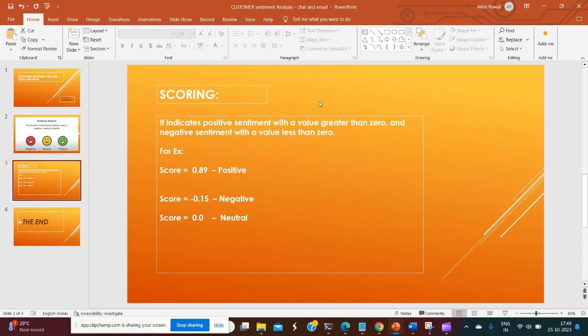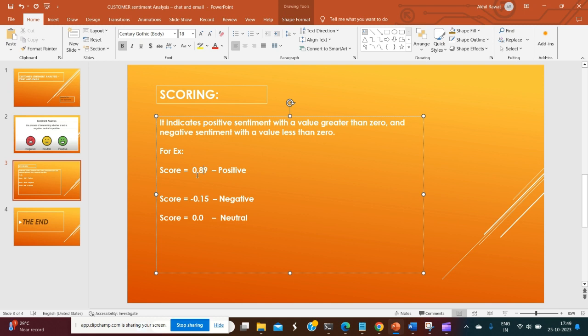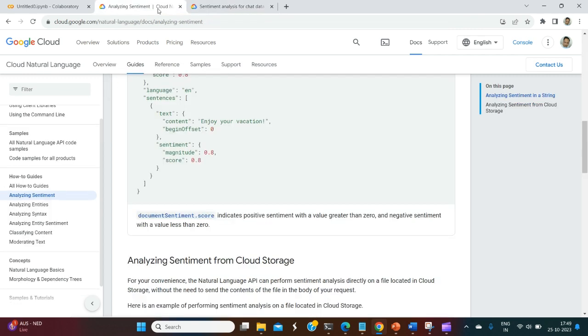So what is the scoring? It indicates positive sentiment with a value greater than 0 and negative sentiment with a value less than 0. For example, if the score is plus 0.89, it is positive. If the score is minus 0.5, any value that is minus, the sentiment will be negative. And if the score is 0, the sentiment will be neutral. This is very simple, and I can even show you here in the Google code as well.